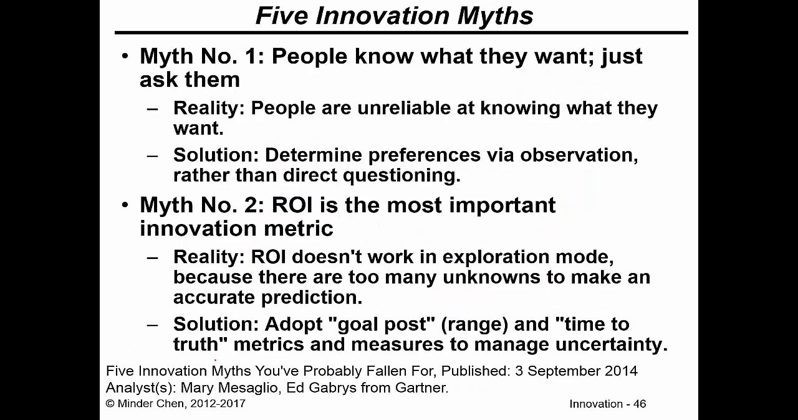Last, let's talk about five innovation myths to help us understand innovation and use it as a conclusion. Myth number one, people know what they want, just ask them. In reality, people are unreliable at knowing what they want. So the solution is to determine their preference through observation. You don't get a good answer by just asking, what do you want? Tell me what you want. Observing what they do is probably a better way.